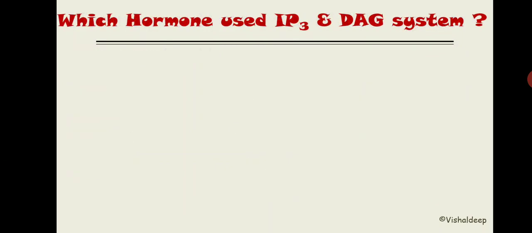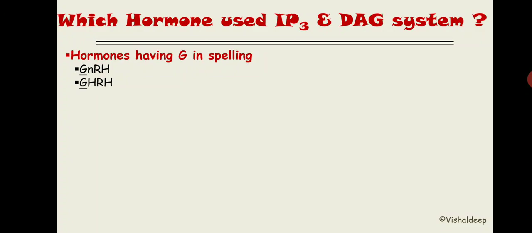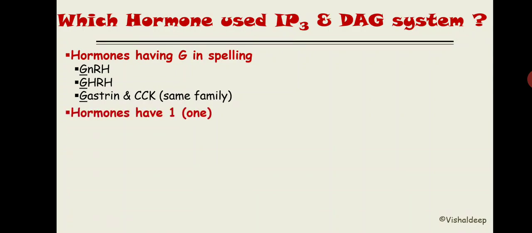Now the hormones that use the IP3 and DAG system. Hormones having G in their spelling, this is the list of hormones having G in their spelling. One is GnRH, another one is GHRH, and gastrin. See, gastrin and CCK are in the same family, which you are going to learn when you study the GIT system, right? So CCK is also using the same system that gastrin is using. Second one is the hormones that have 1 in their receptor.